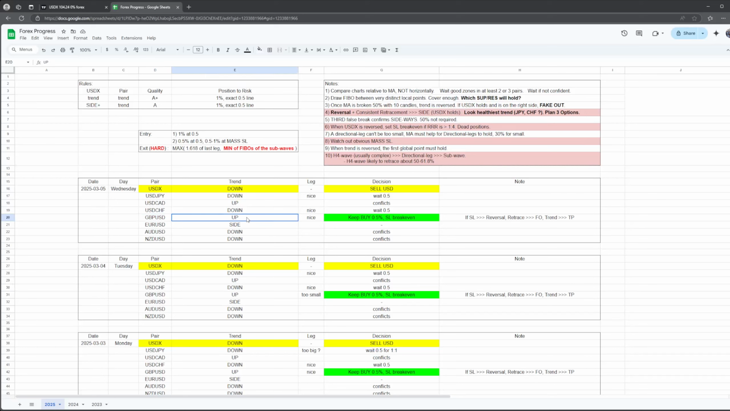Let it hit take profit. Also, I'm closely watching USD Japan Yen and USD Schweizer franc. If they retrace nicely into at least the 50% zone, that would be a perfect opportunity to sell USD Japan Yen and USD Schweizer franc.